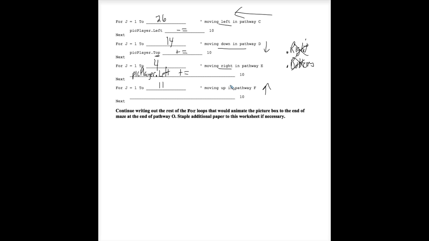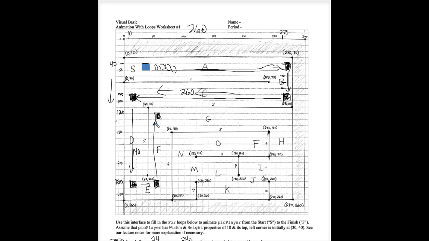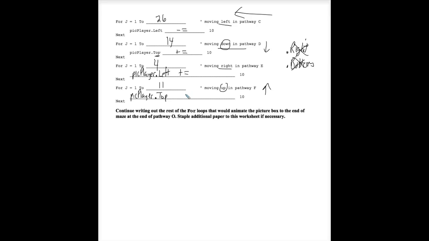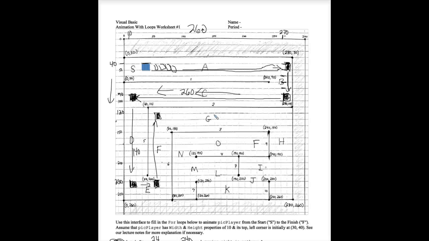Okay, if we're going up, that means we need to use dot top. For down and up, you always use top. For right and left, you always use the dot left property. Okay, and we need to write pick player here. And do we need a plus or a minus? Well, if we're going up on this graph paper, that means we're going from a big number on the y-axis to a smaller number, from big to small. So we need to subtract. We need to subtract 10 pixels a bunch of times. So it's minus equals. Okay, that's the end of what I'm doing on this worksheet.